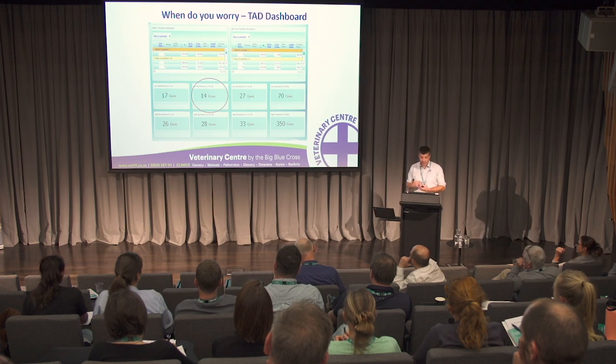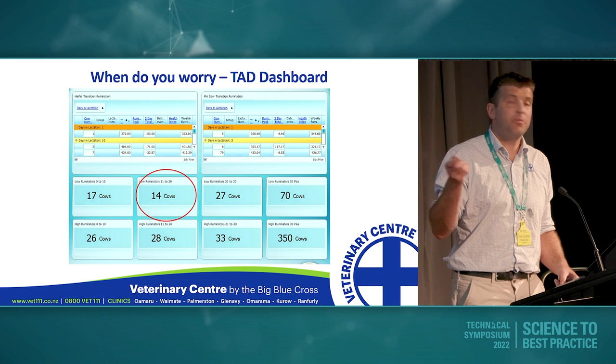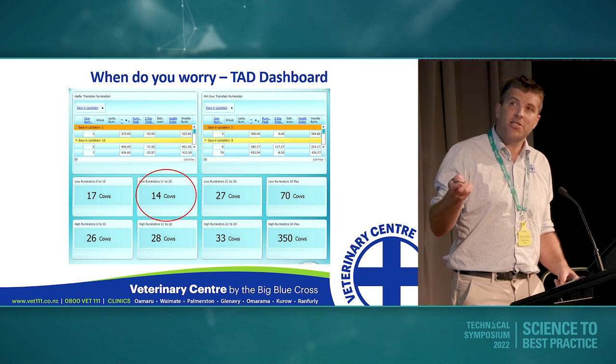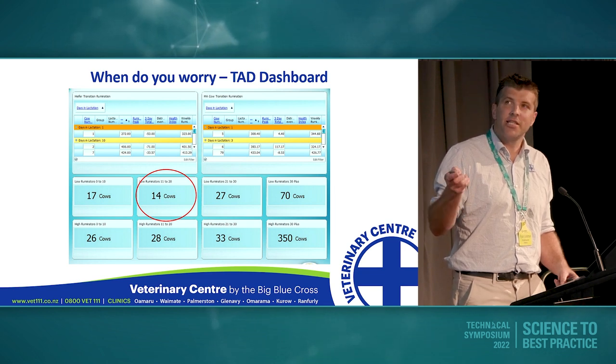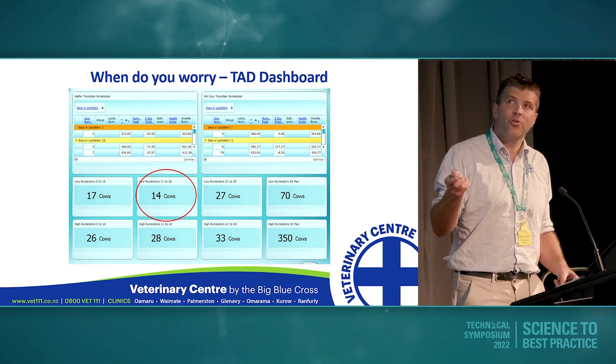Then the twice a day one is very similar. So we just split out your heifers and mixed age cows separately because we could, and then we just split in 10-day boxes. So first 10 days, second 10 days, third 10 days, and so on, and they're either low or high ruminators.